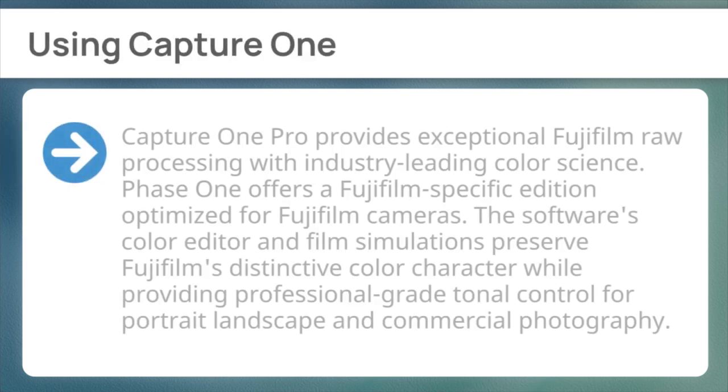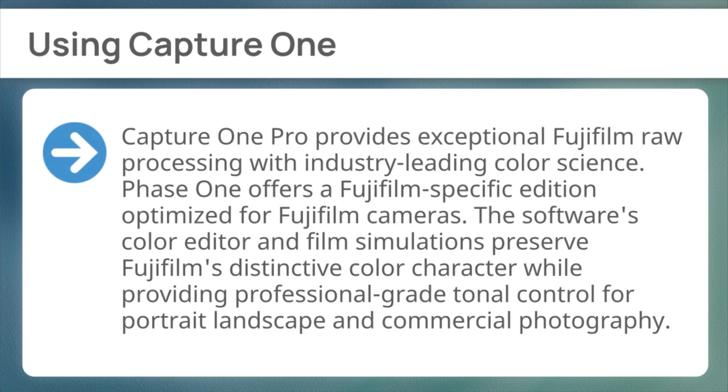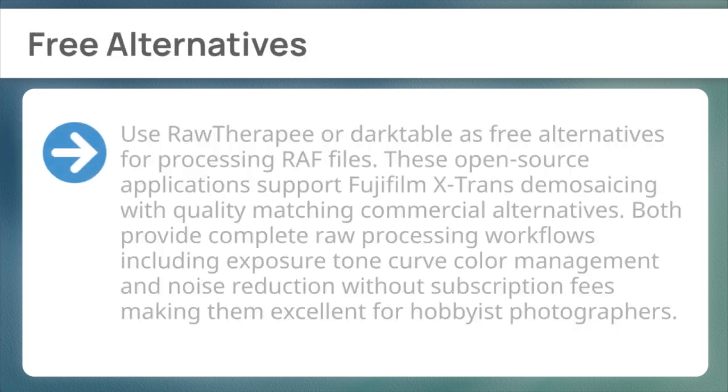Next, using Capture One. Capture One Pro provides exceptional Fujifilm RAW processing with industry-leading color science. Phase One offers a Fujifilm-specific edition optimized for Fujifilm cameras. The software's color editor and film simulations preserve Fujifilm's distinctive color character while providing professional-grade tonal control for portrait, landscape, and commercial photography.